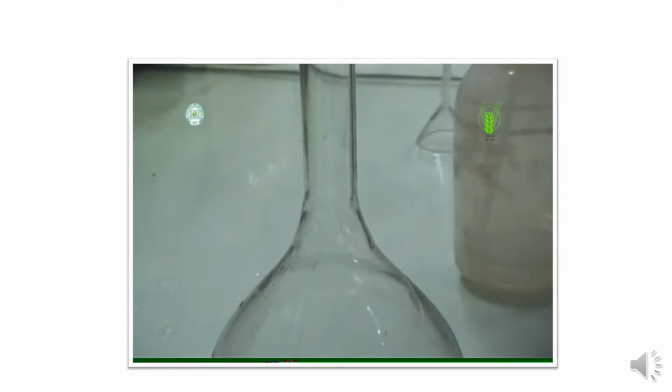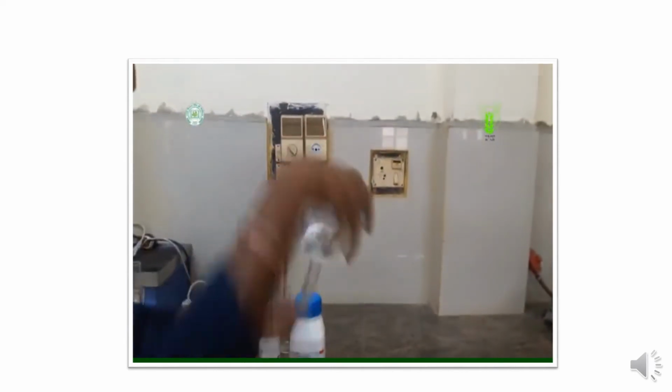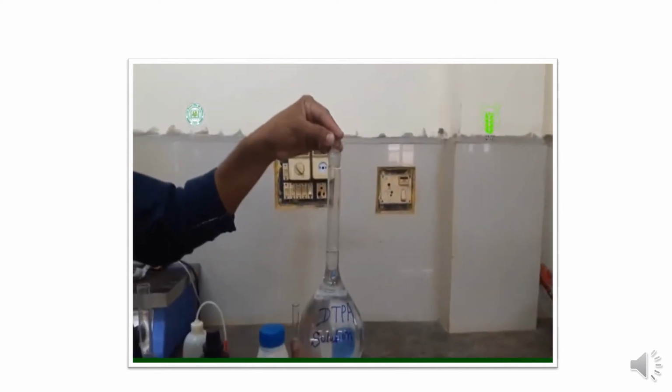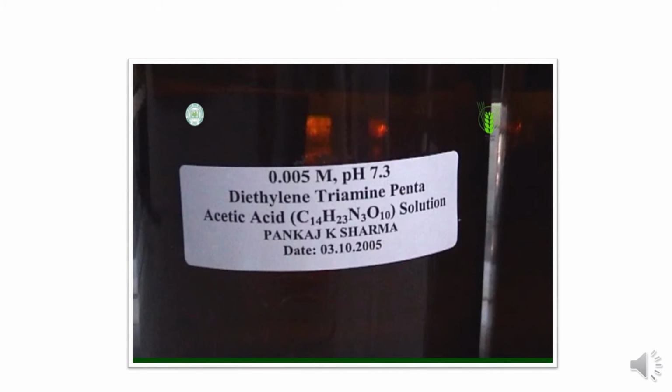Triethanolamine, TEA, that I already mentioned. We also need to prepare this by adding 13.3 ml and making its volume up to the mark of 1 liter, and its concentration will become 0.1 molar TEA. That's how we are going to prepare it.